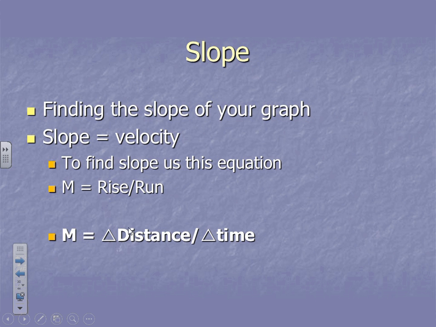If you want to look at it from a purely graphical standpoint, we're looking at the change in distance divided by the change in time. The rise, of course, was distances. The run, of course, was the times. So if we look at the change in distance over the change in time, we should be in good shape as far as finding slope. So this time, find the slope of your particular graph.